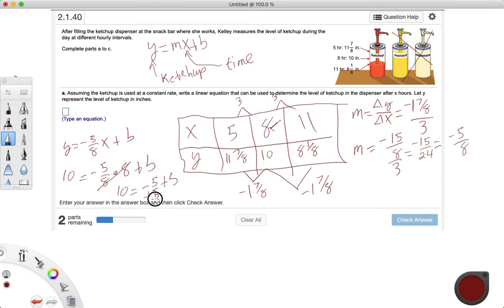Add 5 to both sides. Sorry, that's a little messy. And 10 plus 5 is 15. Negative 5 plus 5 goes away, equals b. So my final equation would be y equals negative 5/8 x plus 15.